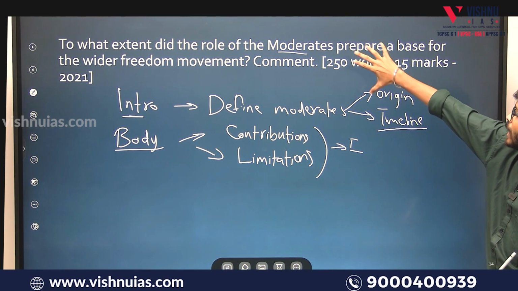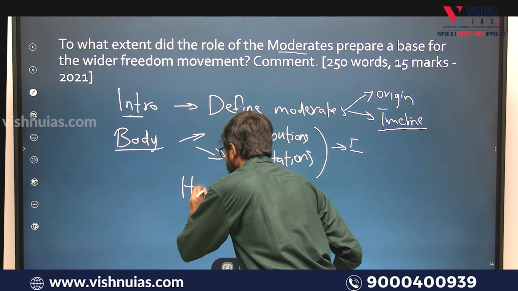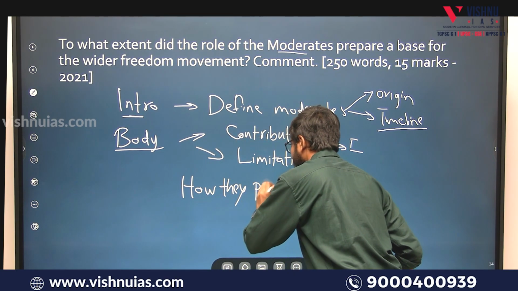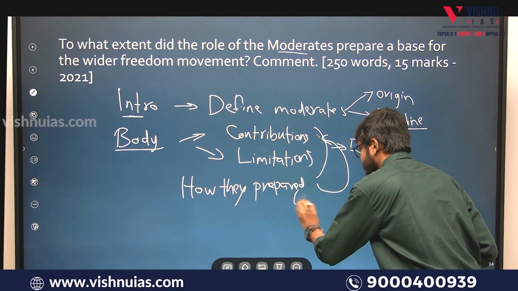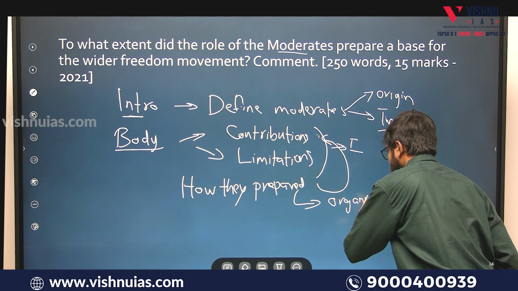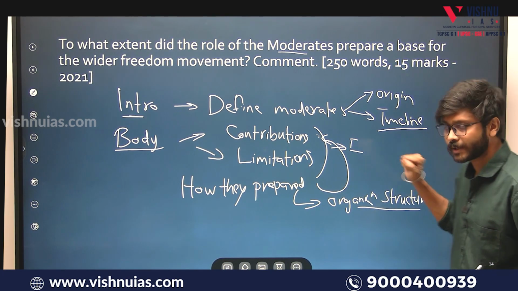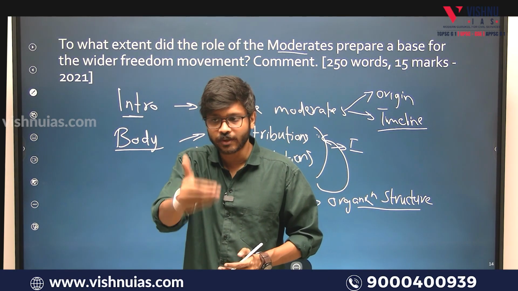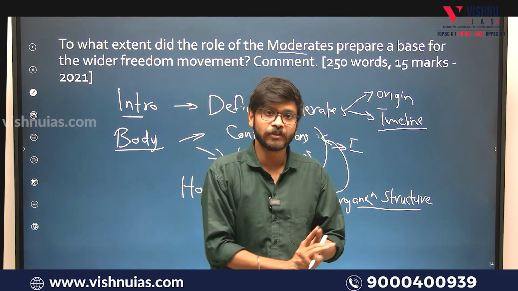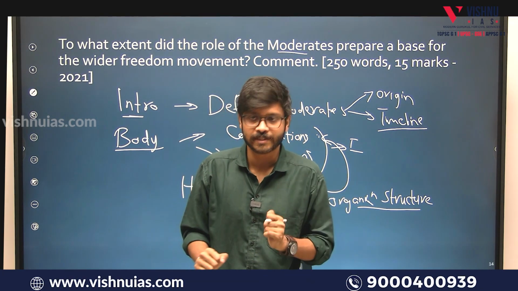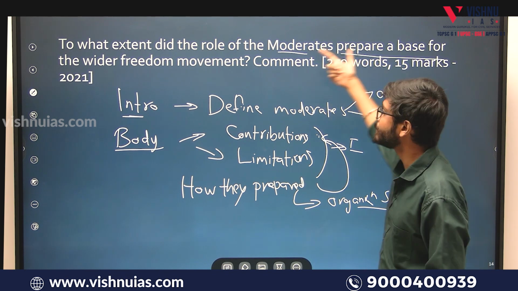After that, what is asked here? How did the role of moderates prepare a base for the wider freedom movement? So how did they prepare it? You have to connect it with the positives. For example, I say the organizational structure. Earlier they did not have an organization or a proper structure. So they gave an organizational structure, and also the connection with the Britishers. All these things helped the extremists and even the revolutionaries to have this connection between the people as well as the Britishers. This was actually given by the moderates. To that extent, I would say they helped us prepare a base for the wider freedom movement.